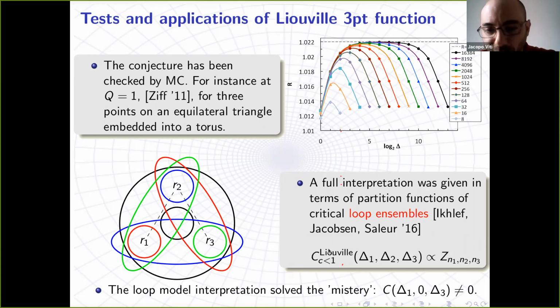And let me also say that this loop interpretation solved geometrically the mystery of Zamolodchikov in a way: why this 3-point function, if one internal dimension is 0, is different from 0. The reason is that even if the blue loops have a fugacity which is not modified by this conformal dimension delta 2, still the green loops and the red loops have non-trivial fugacity, which leads to a non-trivial partition function. So this is an elegant interpretation of this mysterious value of the structure constant.